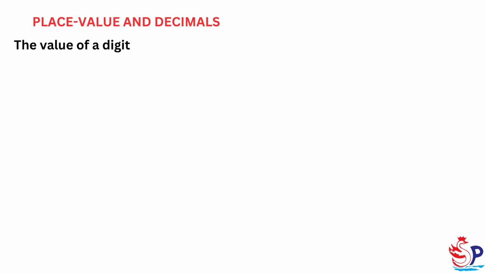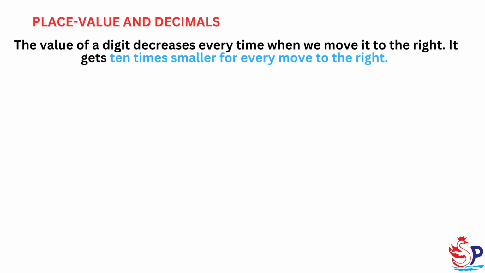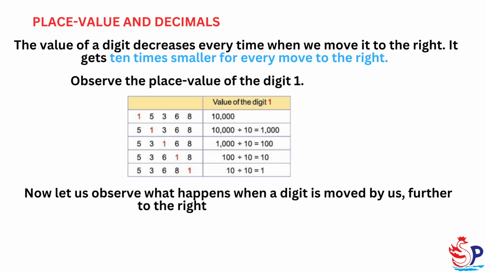The value of a digit decreases every time we move it to the right. It gets 10 times smaller for every move to the right. Observe the place value of the digit 1. Now let us observe what happens when a digit is moved further to the right after the 1's place. Observe the rectangle below.